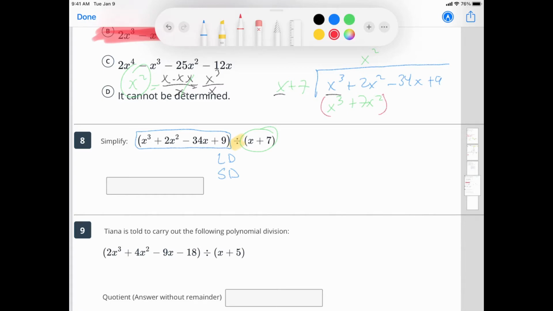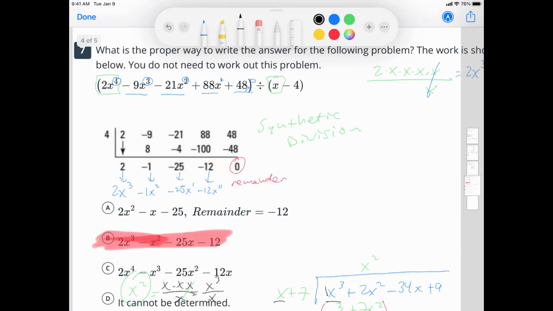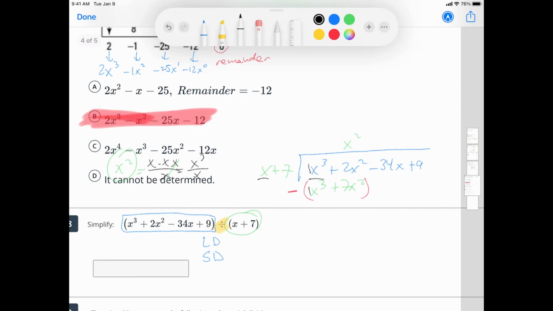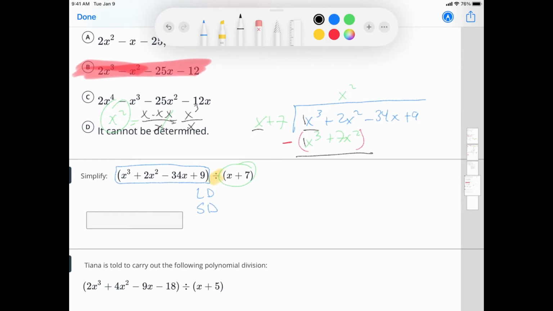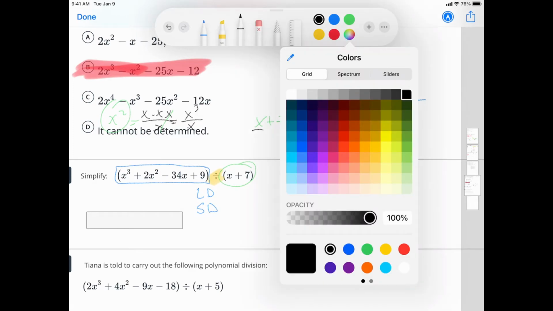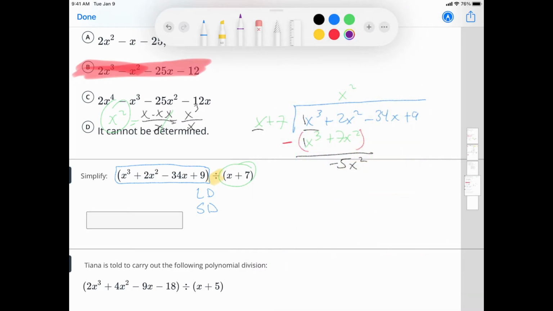Then we're going to subtract. All you have to worry about is just the numbers in front if they're like terms. 1 minus 1 is 0, so I don't need that one anymore. And then 2 minus 7 would be a negative 5x squared. Then we just repeat by bringing down, and then we're going to be doing that division problem again. This time it's going to be negative 5x squared goes into x cubed.